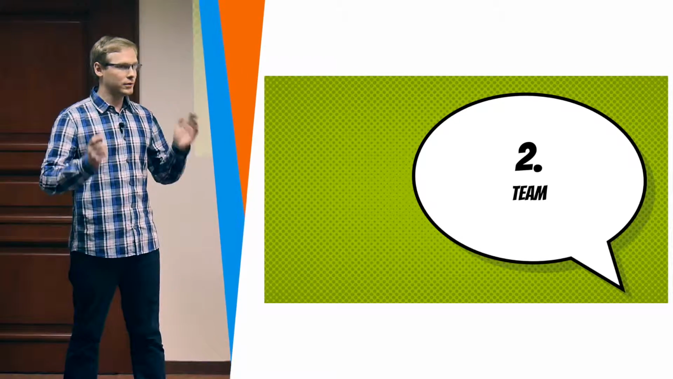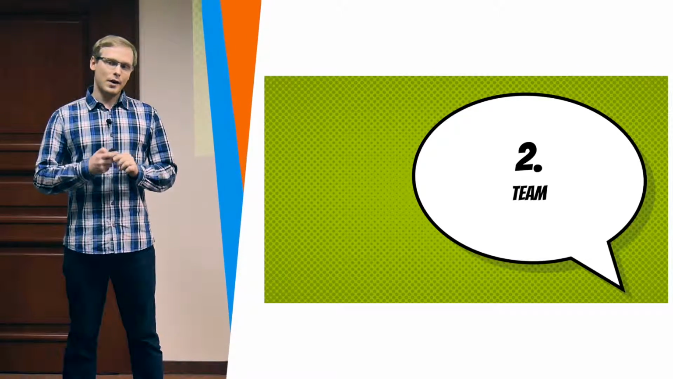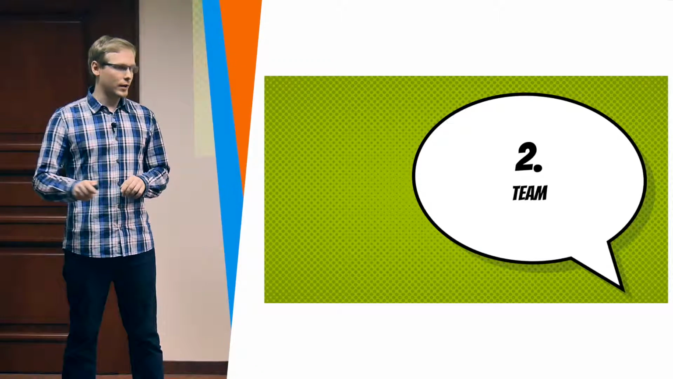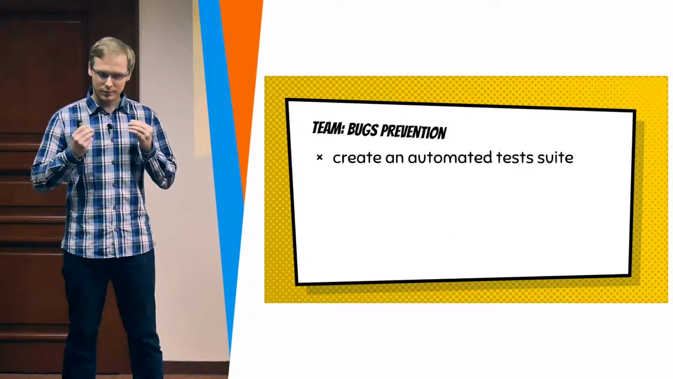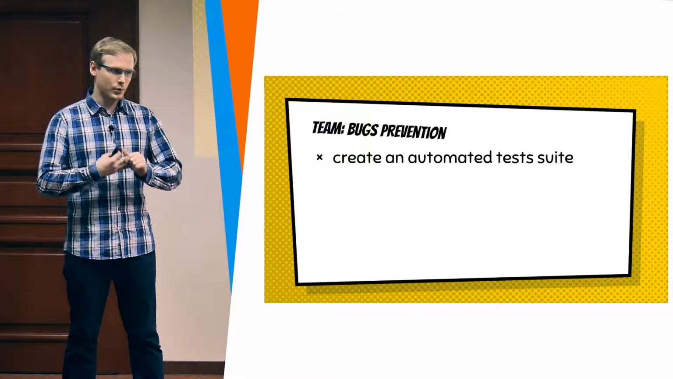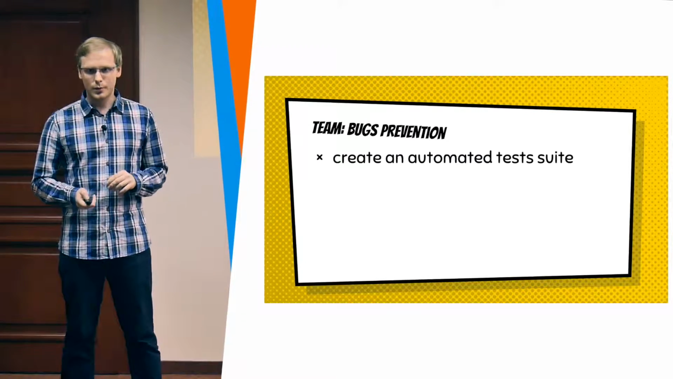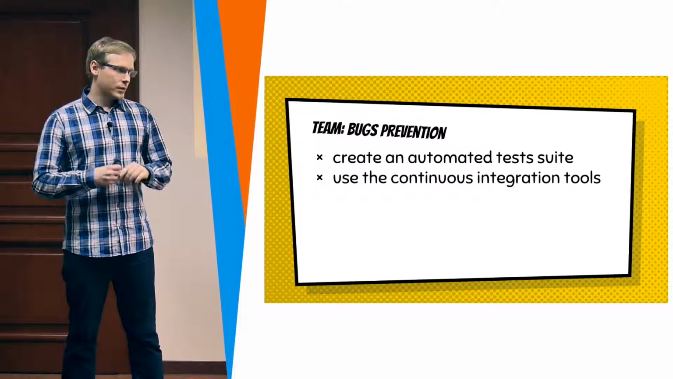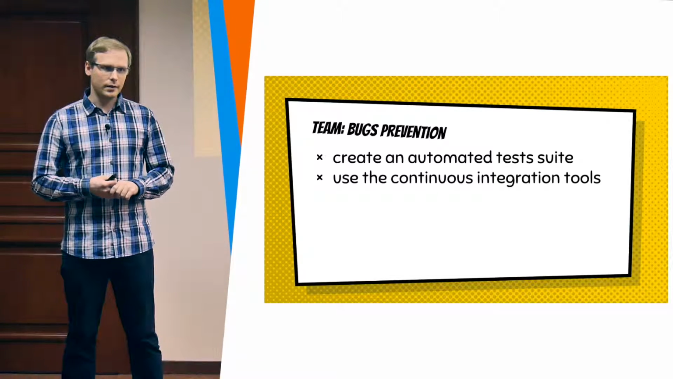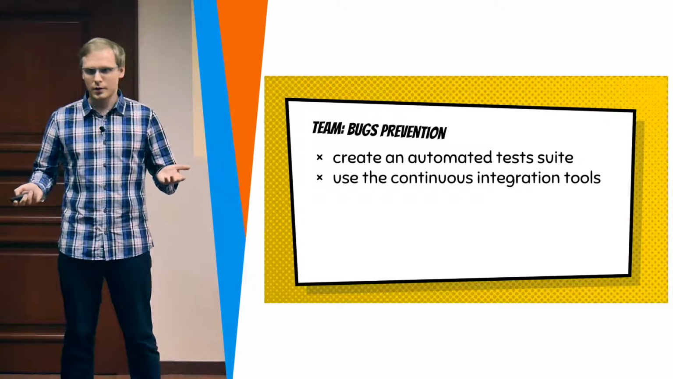Okay, so now let's move to the team. And once more, we will start with the basics. A lot of specs, okay? A lot of good specs, and the bug occurrence will drop. Continuous integration tools like Travis or CircleCI, and make sure that this is green. Okay, this is obvious.